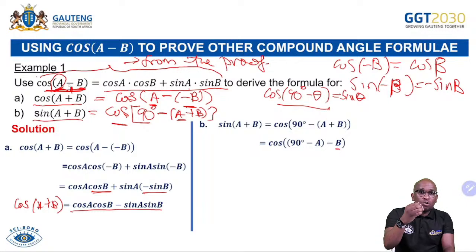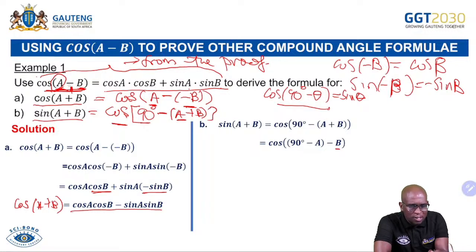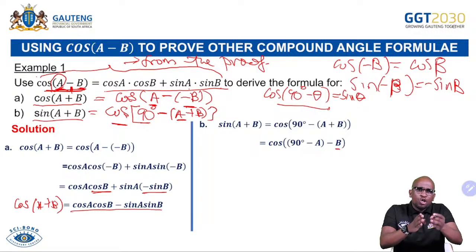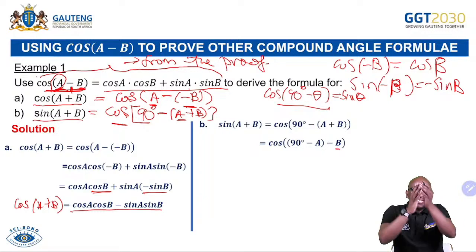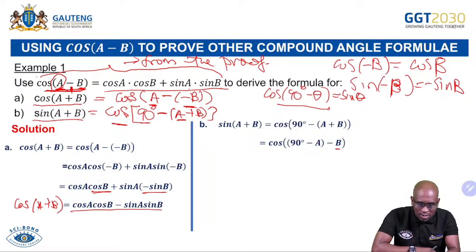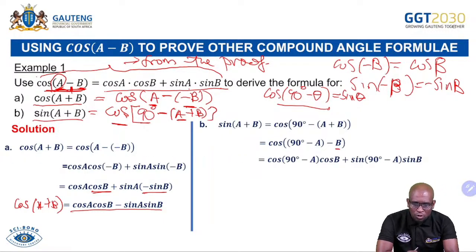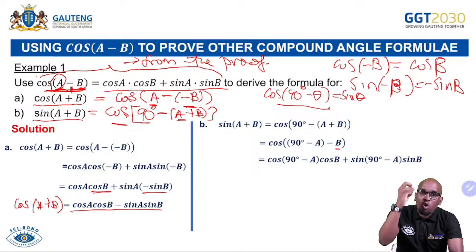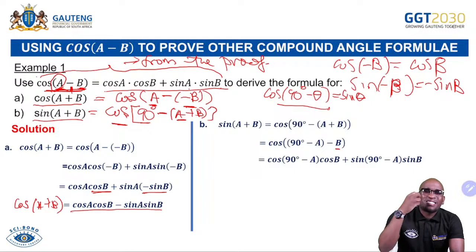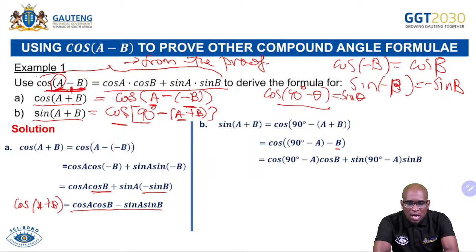Now we can go to the expansion. If you look at the expansion here, it says if you have the cosine of the first angle minus the second angle, you should write it as the cosine of the first angle times the cosine of the second angle plus the sine of the first angle multiplied by the sine of the second angle. We are going to do the same here. Look at what I have there. The cosine of the first angle, which is 90 minus A, times the cosine of the second angle, which is B, then plus the sine of the first angle, which is 90 minus A, times the sine of the second angle, which is B.